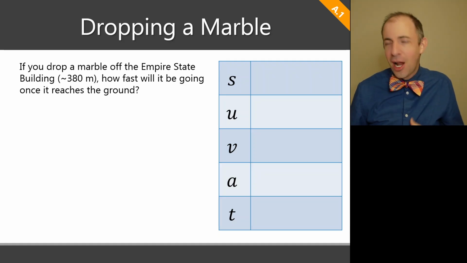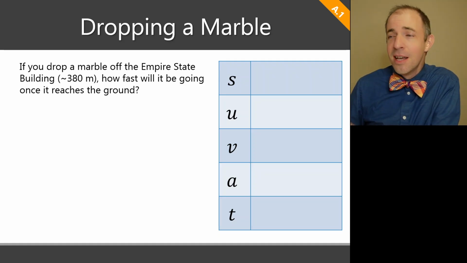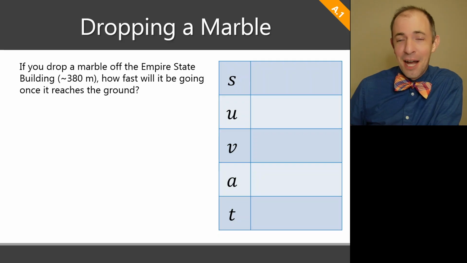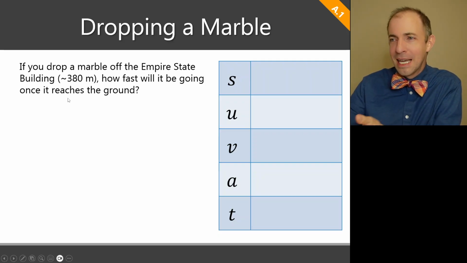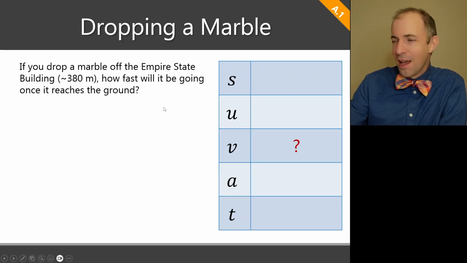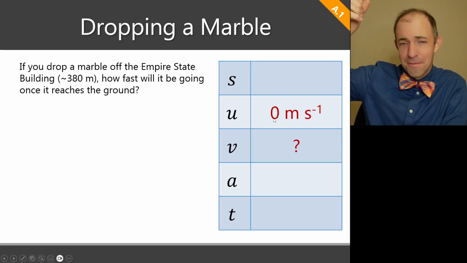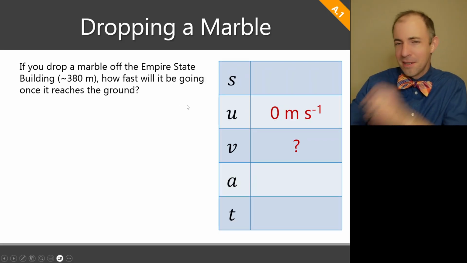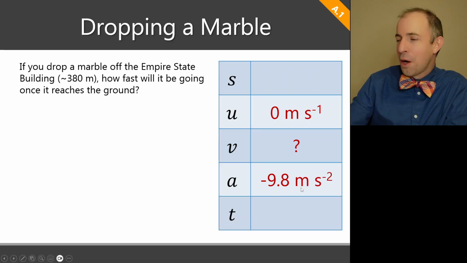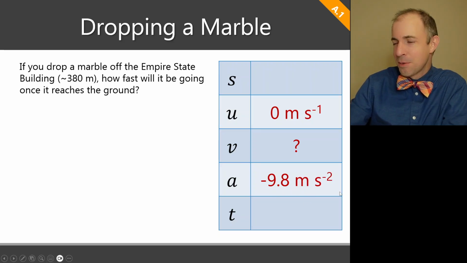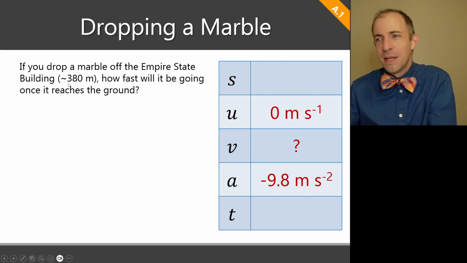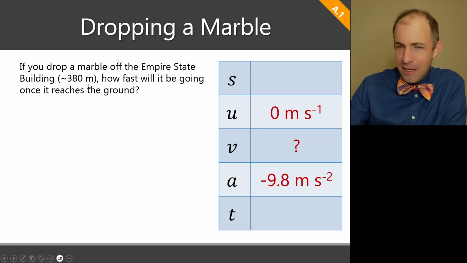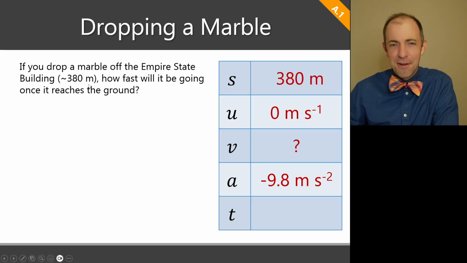For a free fall problem, it often feels like we don't have enough information. A lot of the information is going to come from the scenario itself. The only number I'm given is it's 380. And I'm trying to figure out how fast it's going once it hits the ground. So I'm trying to find the final velocity. I know that it's going to start from 0. This is dropping it off the Empire State Building. So the moment I let go, it's 0. I know that the acceleration is negative 9.8 meters per second squared. And then the only number it gives me is 380 meters. Meters goes with displacement. So I'm going to put that in for S.